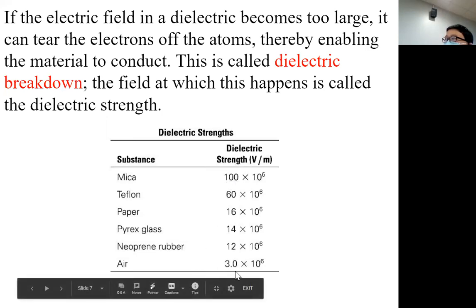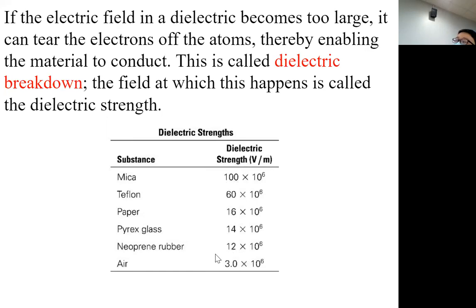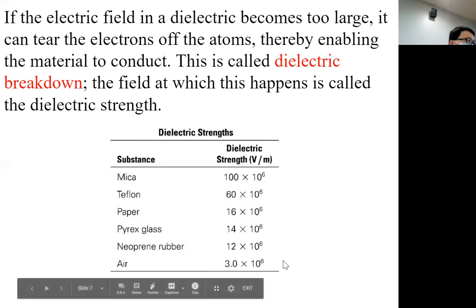Okay, so just keep in mind that if you have a very large electric field, then the dielectric will break down and it will become a conductor. Okay.